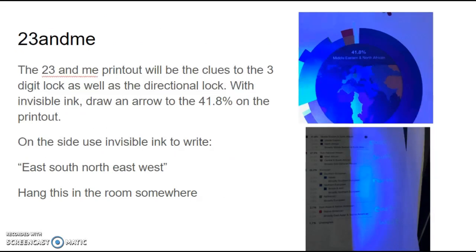The 23andMe printout will have clues to the 3-digit lock as well as the directional lock. So the 3-digit lock is going to be 41.8, and you're going to see a little arrow that you can draw in visible ink that will point to that 41.8% on the printout. On the side, you're going to use invisible ink to write east, south, north, east, west. And that's going to be a nod to the directional lock, which is going to be right, down, up, right, left. And you can hang that anywhere in the room.